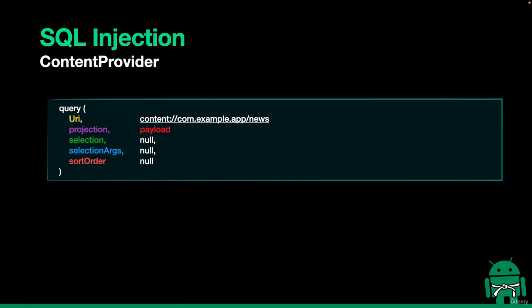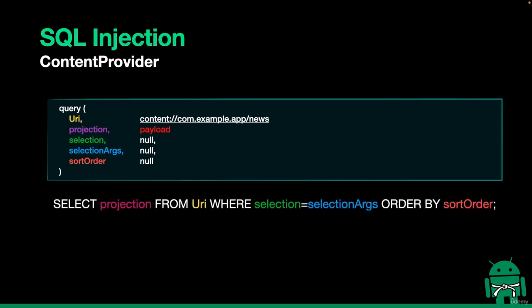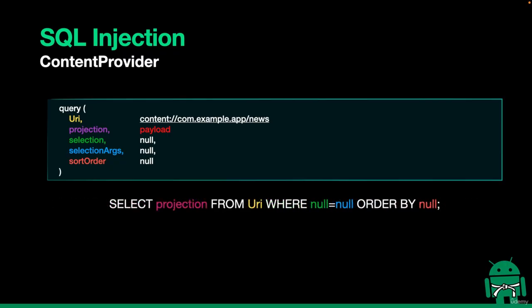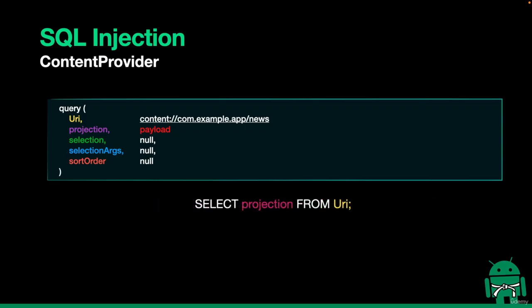So if you're taking the SQL statement from the last slide, then we are having the following. We've got select projection from URI, where selection equals selection args, order by sort order. Let's insert all those null values because these will be irrelevant in our syntax. Alright, we are getting the following. Select projection from URI, and now we are having where null equals null, order by null. So everything after from URI is irrelevant. Okay, let's simplify this statement. This means we would get the following. Select projection from URI. So far so good.